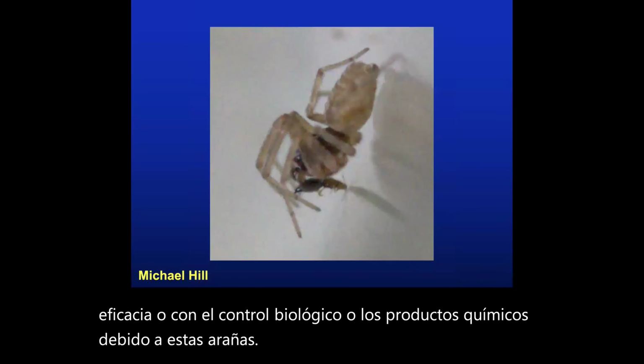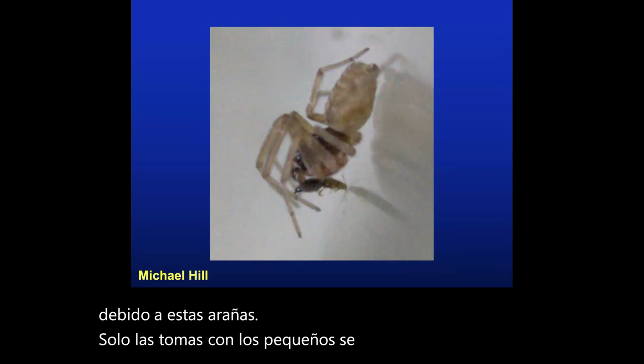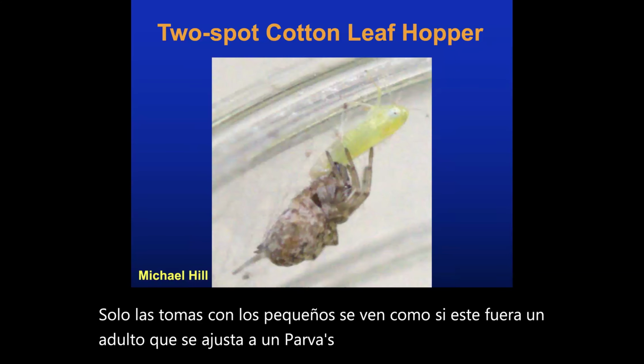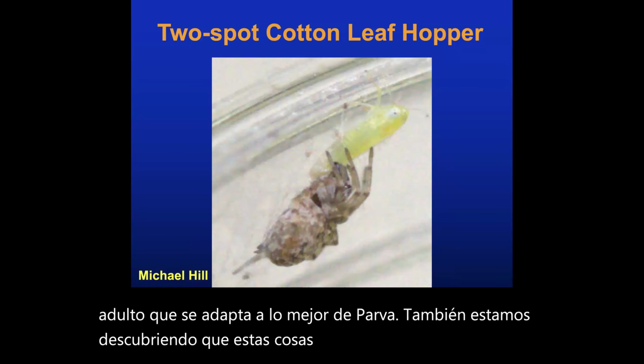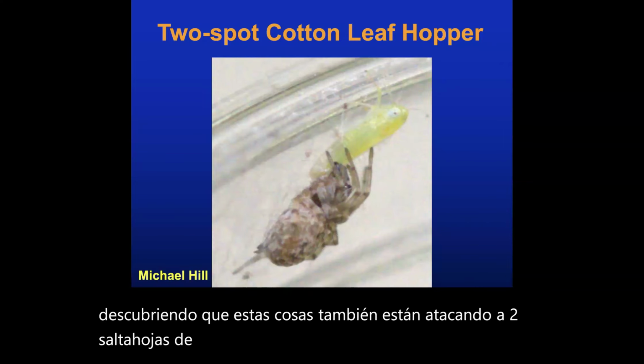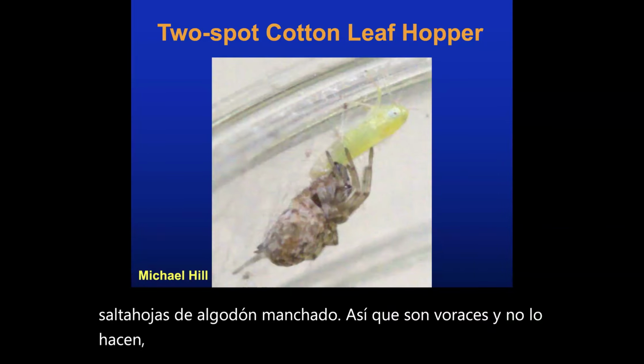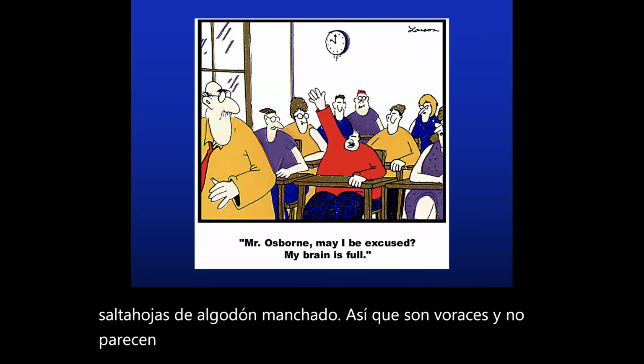Just shots of what the little tiny ones look like. This is an adult feeding on a parvispinus. We're also finding these things are attacking two-spotted cotton leafhopper. So they are voracious, and they seem to eat anything.